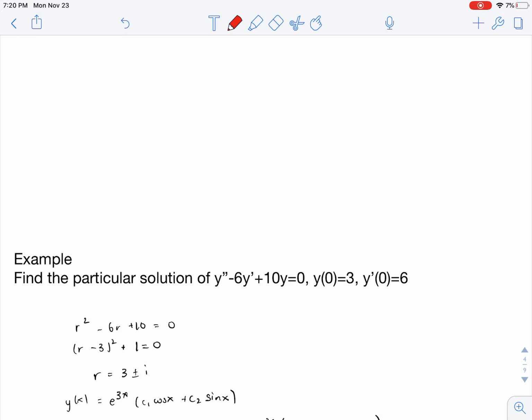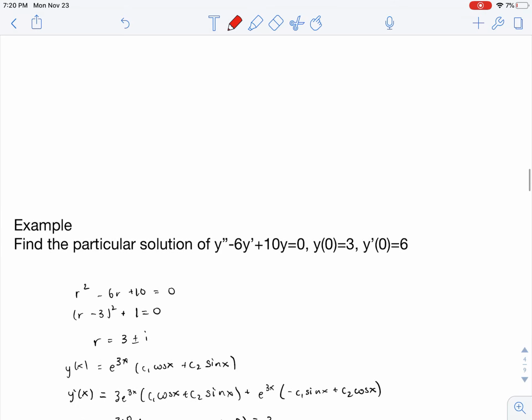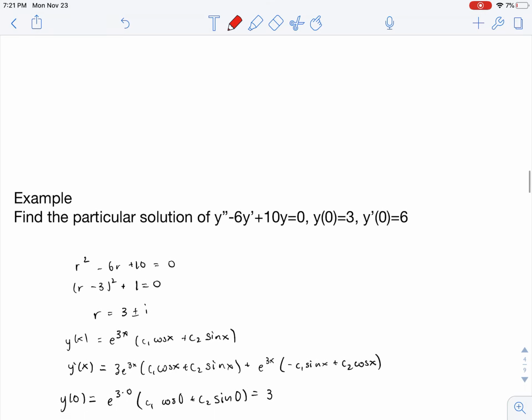Now, generally this is just going to be our general solution, but we want the particular solution. So moving on, we'll be taking the derivative, so y prime of x is equal to 3 times e to the 3x times the quantity c1 cosine x plus c2 sine x plus e to the 3x times the quantity negative c1 times sine x plus c2 cosine x. So now we are just going to plug in our initial conditions.